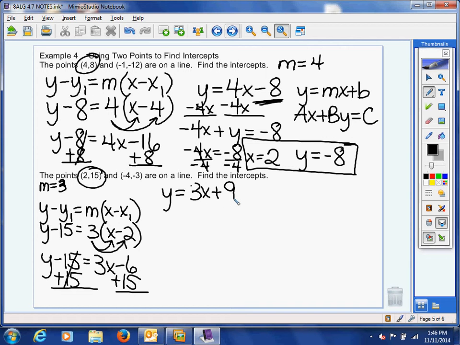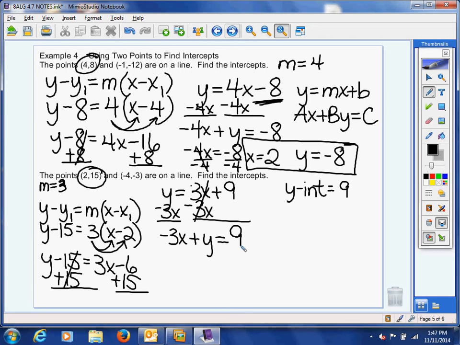Now, once you have slope-intercept form, you know one of your intercepts. You know the y-intercept. So we already know that b is equal to 9. We can see that from slope-intercept form. But let's go ahead, just humor me. Let's turn it into standard form. So let's get x and y on the same side. Okay, let's see what that looks like. Negative 3x plus y is equal to 9.